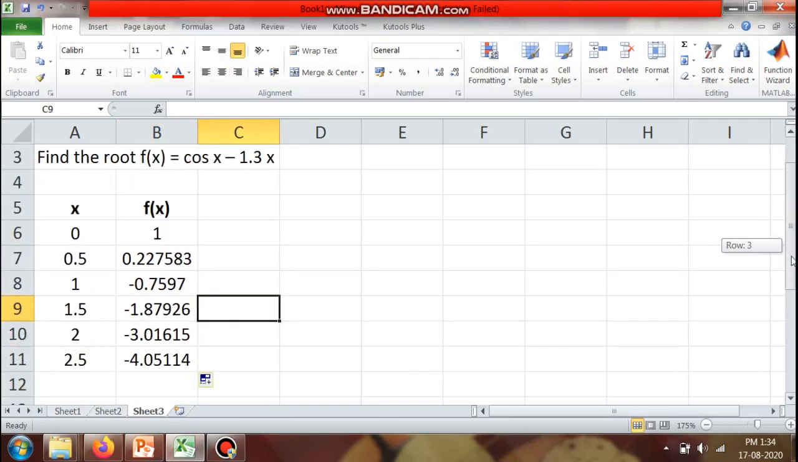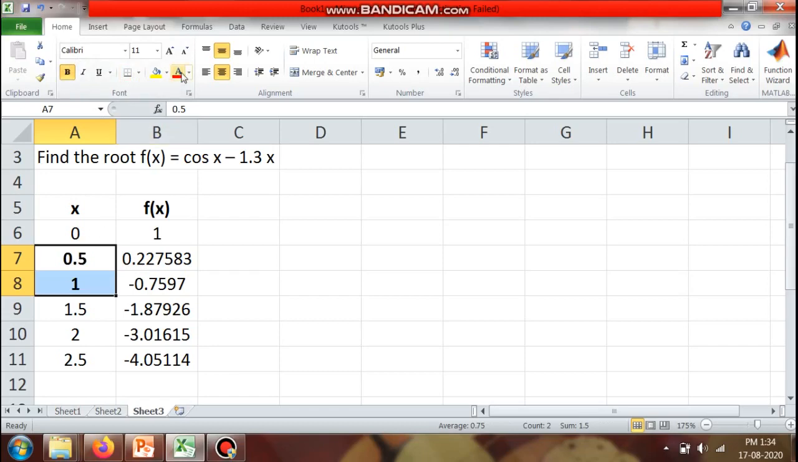Now if you see here, the sign changes. When x is 0, the function is 1. When x is 0.5, the function is 0.2275, which is also positive. So both the signs are positive. But when x is 1, the value of the function is negative, which is minus 0.7597. So that means if we select these two initial guesses, there must be at least one root between these two initial guesses.